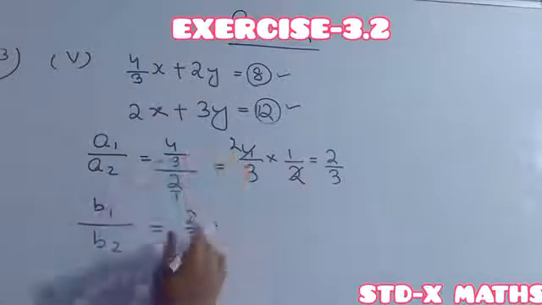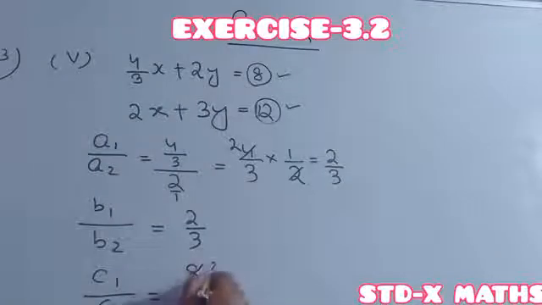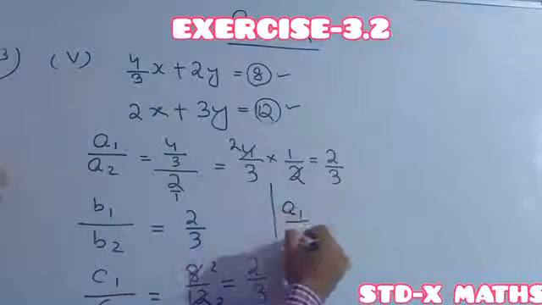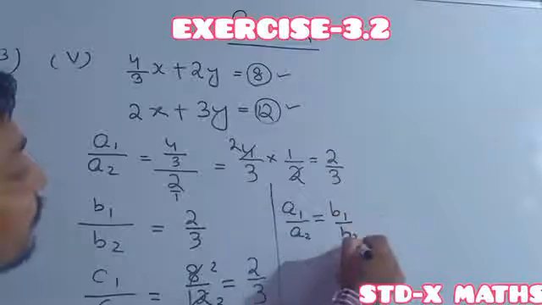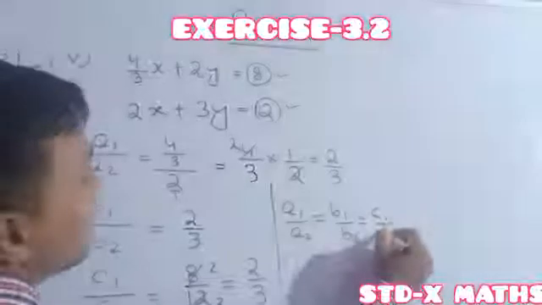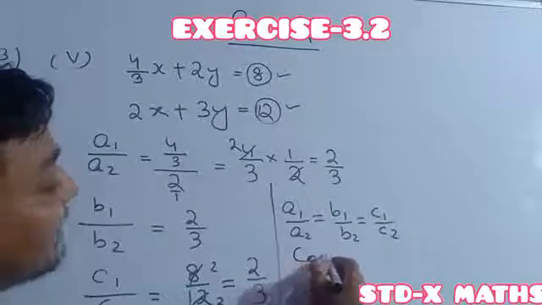Whenever both are equal, then we have to check C1 by C2, how much it will be. Here C1 by C2 will be 8 by 12. On simplifying, 4 twos are 8, 4 threes are 12. Here we are getting all the ratios equal. So it means A1 by A2 equals B1 by B2 equals C1 by C2. So for this, the graphical representation will be coincident.